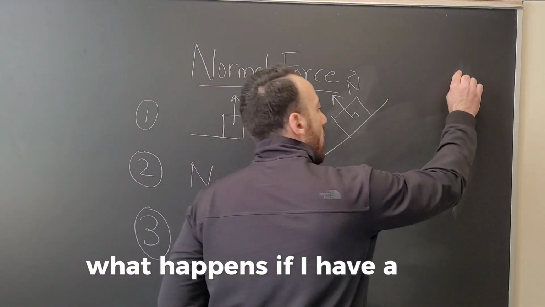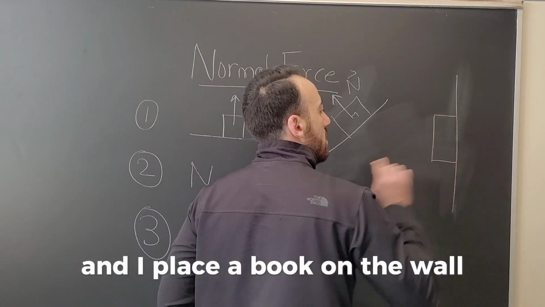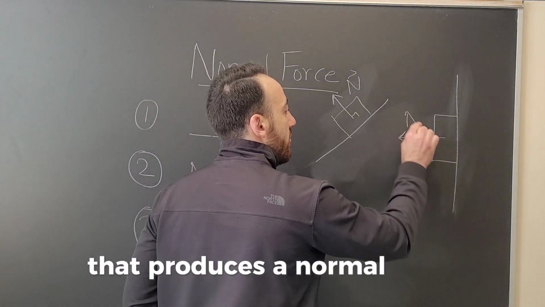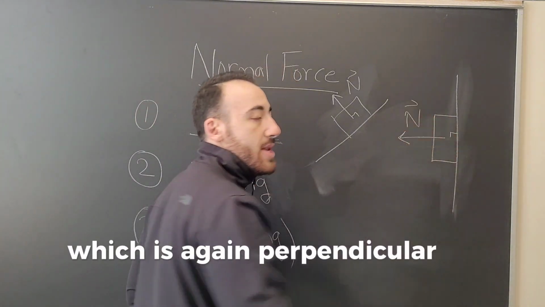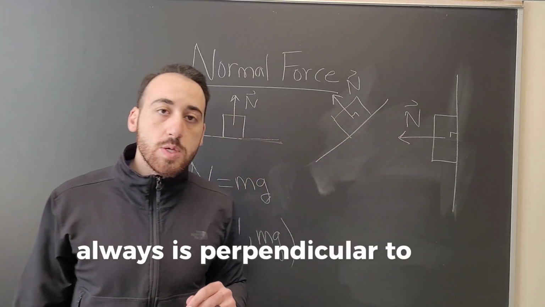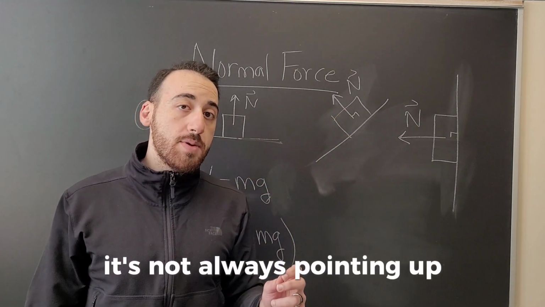What happens if I have a wall and I place a book on the wall? Now I push the book onto the wall. That produces a normal force, which is again perpendicular to the surface. So notice the normal force always is perpendicular to the surface. It's not always pointing up.